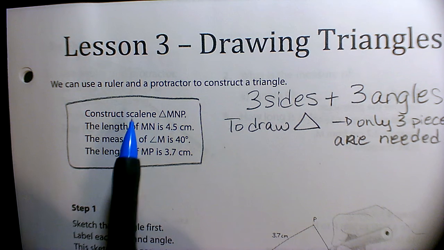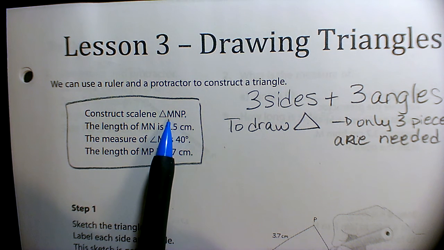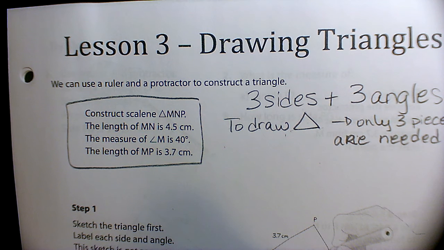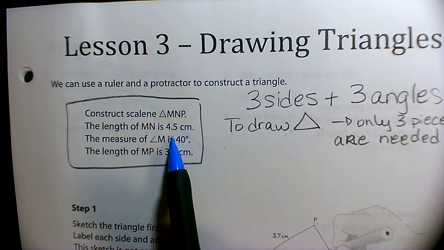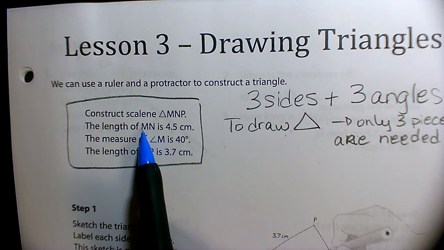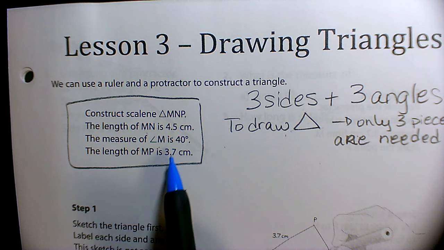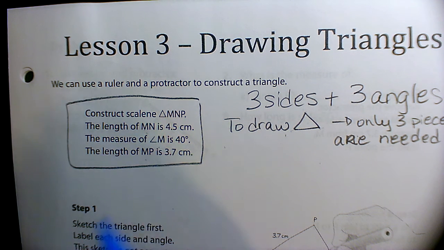It tells us that we have a scalene triangle. So scalene triangle tells me that all my sides are going to be different, right? Scalene, isosceles is 2, equilateral is 3. And this triangle is called MNP. Those are the vertexes, the corners on my triangle. I have a length that goes from M to N, that is 4.5 centimeters. I have this angle here on this end that is 40 degrees. And then there's another length, one of the other 2 sides, MP, which is 3.7 centimeters. So they always give me 3 pieces of information.